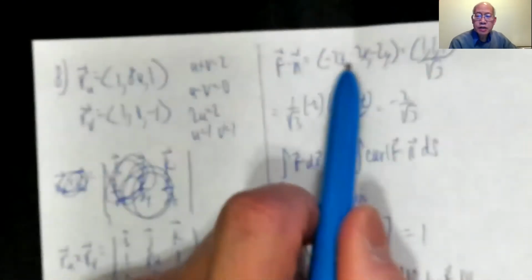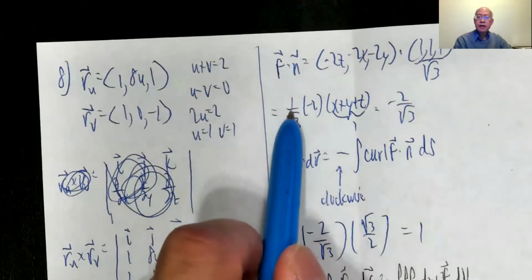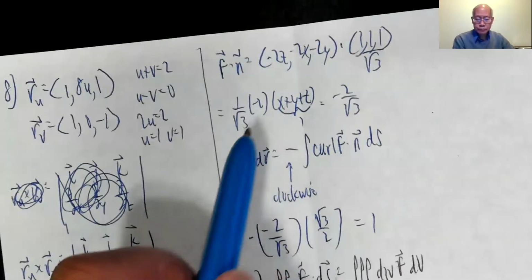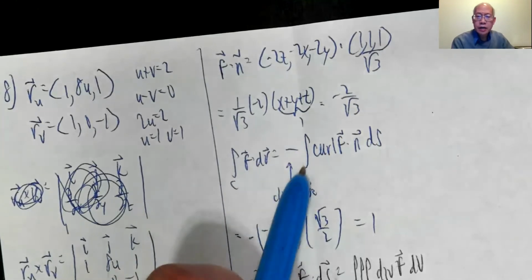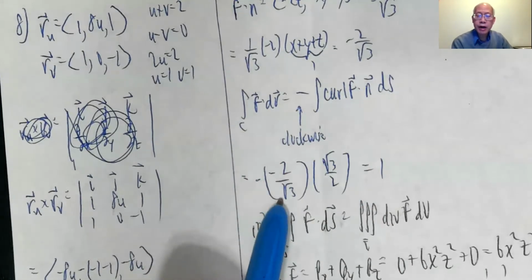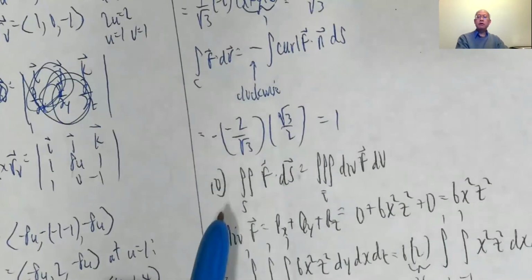So curl F dot n is negative 2z, negative 2x, negative 2y, dot 1, 1, 1 over radical 3. That comes out to be 1 over radical 3 times negative 2 times x plus y plus z. But if I'm on that triangle, x plus y plus z is equal to 1. So I just have negative 2 over radical 3. So the integral of F dot dr is negative, because it said clockwise, integral of curl F dot n dS. So that's the opposite of this dot product, which was negative 2 over radical 3. And dS we found to be radical 3 over 2. So the answer is 1.